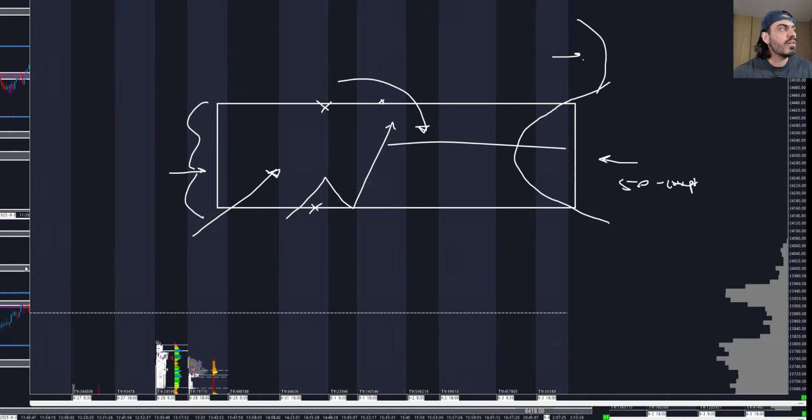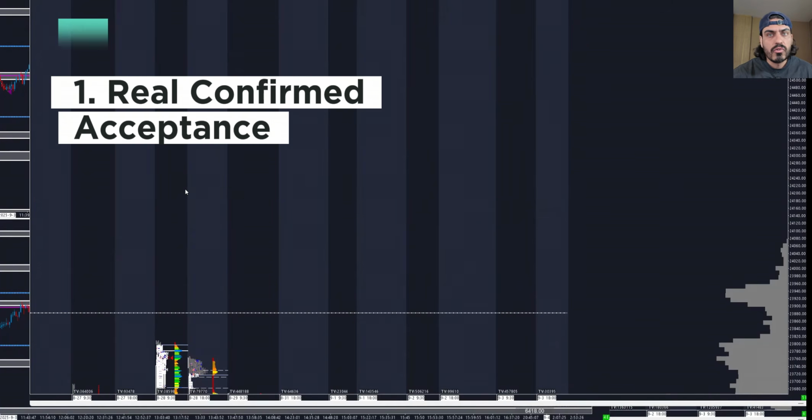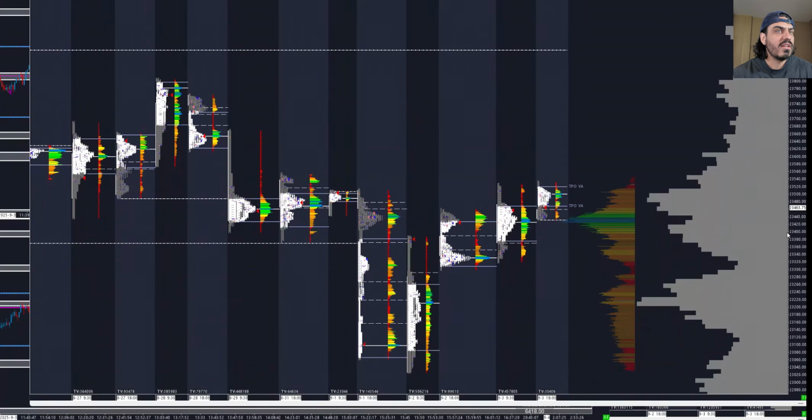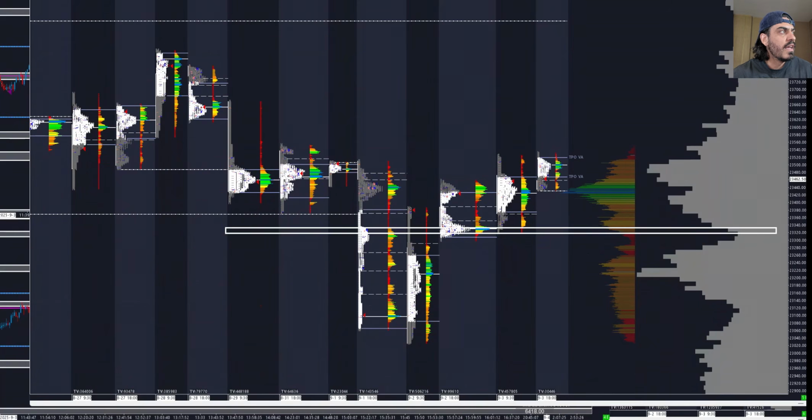Now, here are some of the nuances that we have to understand. Number one, real confirmed acceptance. What is that? What is real confirmed acceptance? Because we don't necessarily want to look at price from the perspective of, okay, we're running into this balance from the downside higher. Let's say this is the balance low over here. And we don't want to say, okay, I'm going to be very exact and say 23,330. It's usually not that exact.